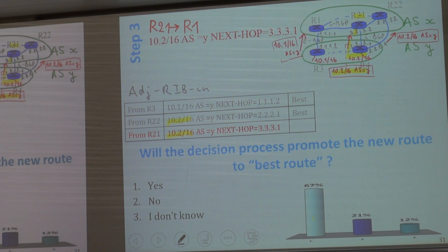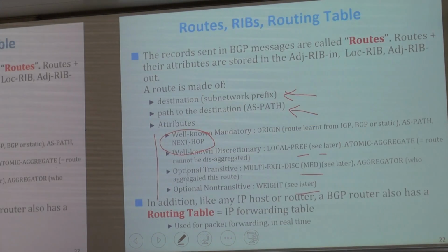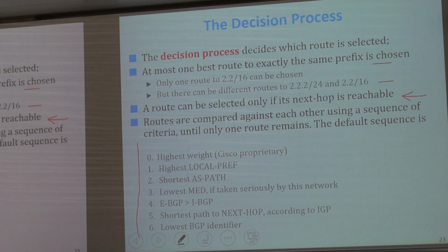And the answer is yes. It will pick the new route. Why? Well, that's the decision process. The decision process will go through this list of criteria. So we have received two routes from two internal peers that have simply different next hops. There is no weight, no local pref. They have the same AS path, so all of this is equal. There is no MED here. They all come from IBGP, so everything is equal. Then we go to the fifth criterion, or the last meaningful criterion, which is shortest path to next hop.